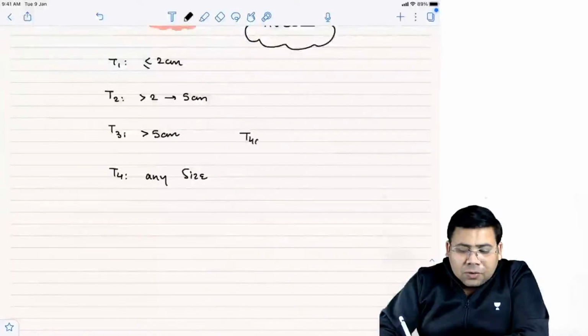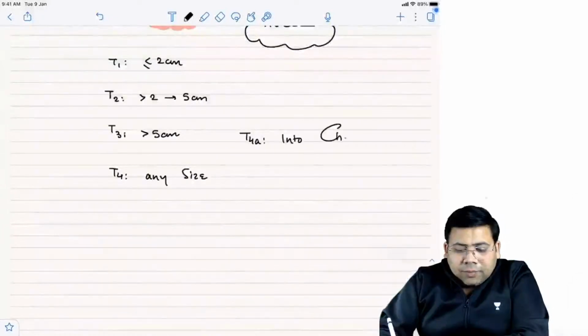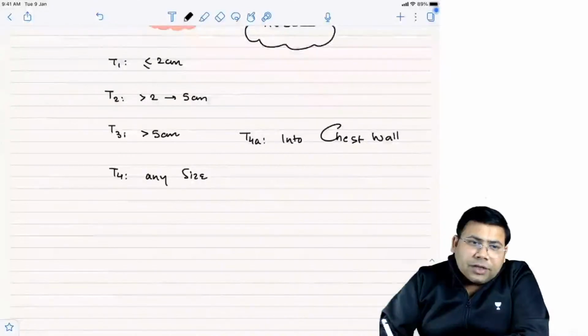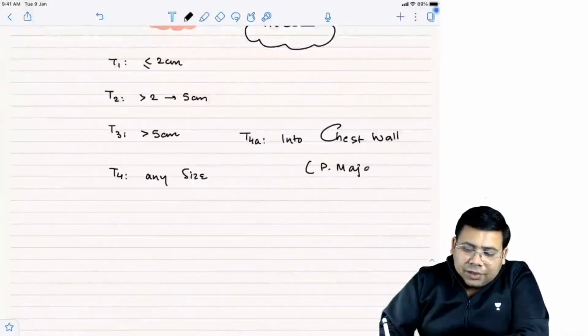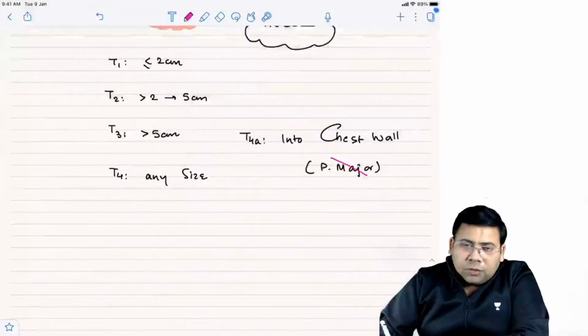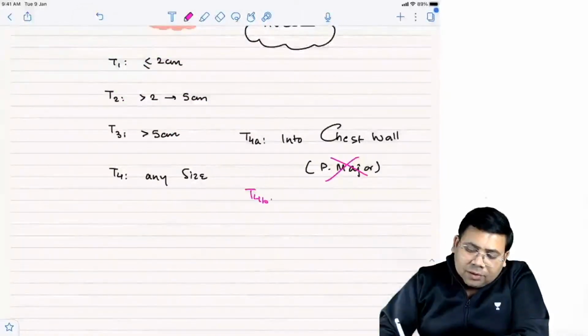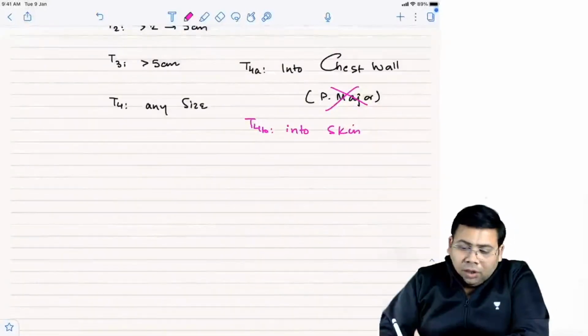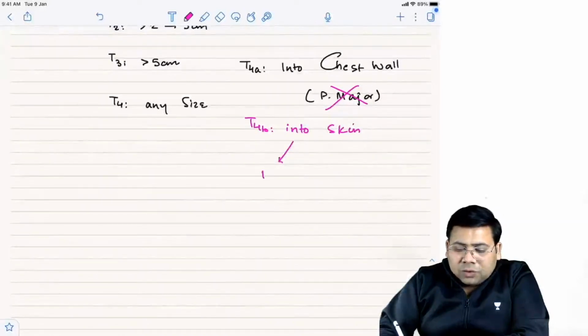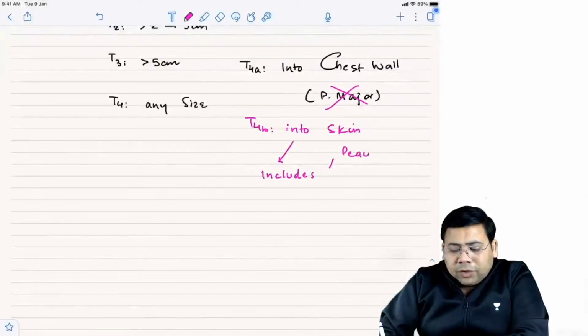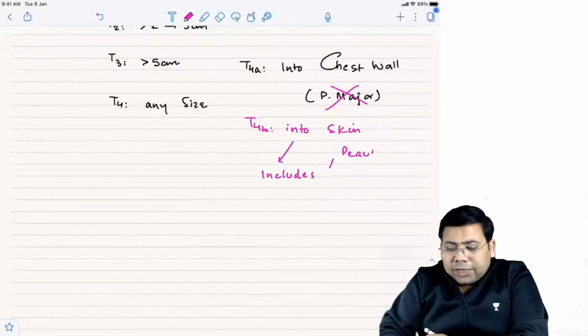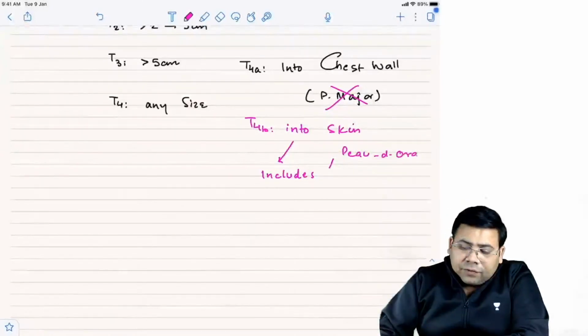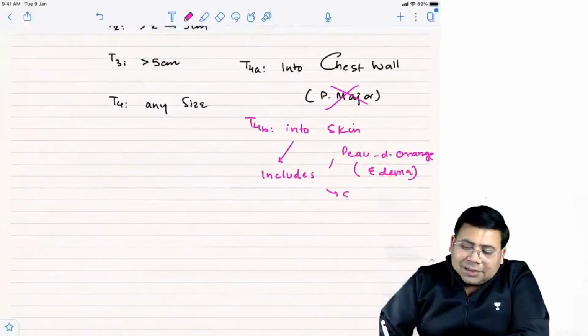with what is T4A? Into chest wall. Remember, when we talk about the chest wall, invasion into the pectoralis major is not included here. Then what is T4B? That is into skin. When we talk about invasion into the skin, what are the specific points? It includes only 3 things. What are they? It includes peau d'orange. If the word peau d'orange is not given, the word edema must be given. It includes the satellite nodule.